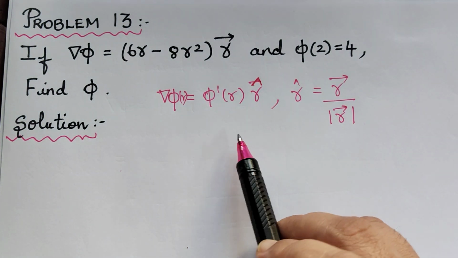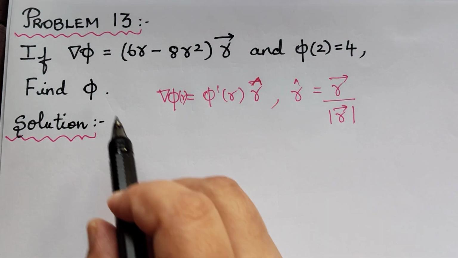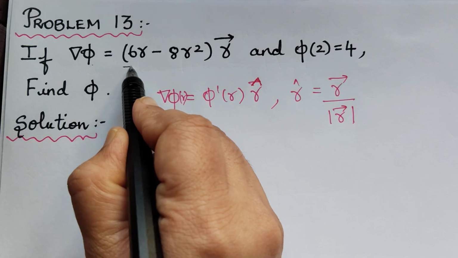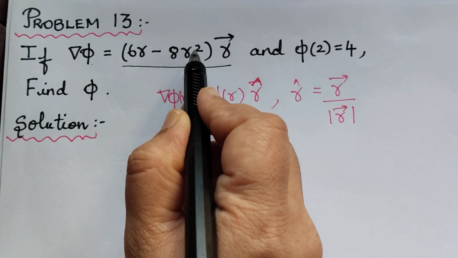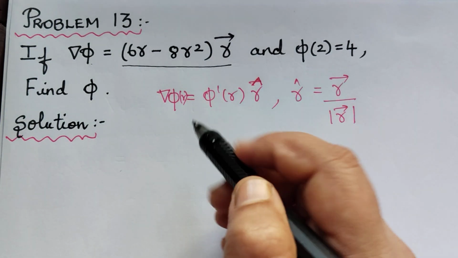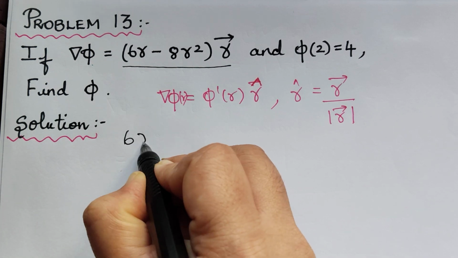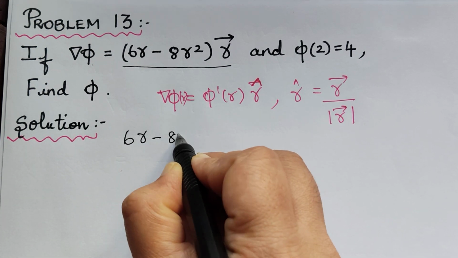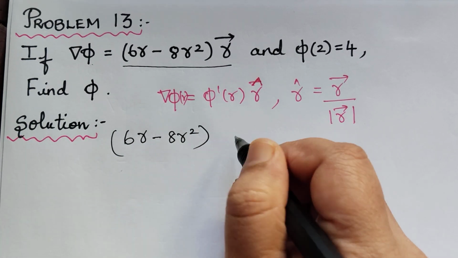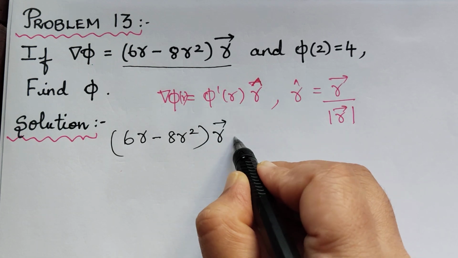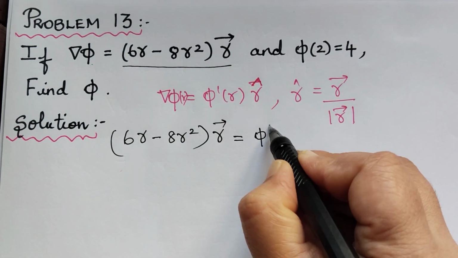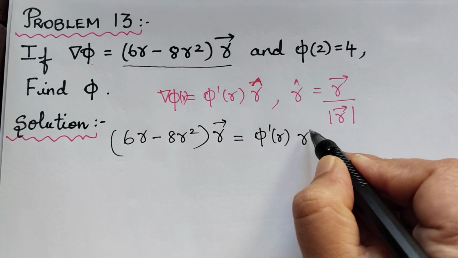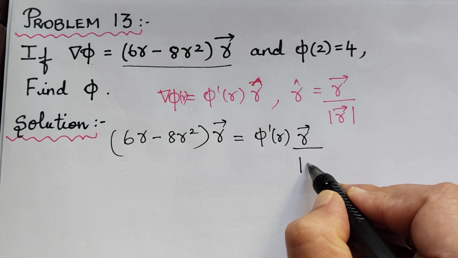So we are going to make use of this concept. What is nabla phi given here? It is given as (6r minus 8r squared) multiplied with r vector. So we will substitute that (6r minus 8r squared) multiplied with r vector is equal to phi dash of r, and what is r cap? R vector divided by modulus of r vector.